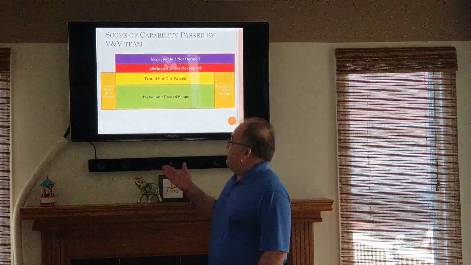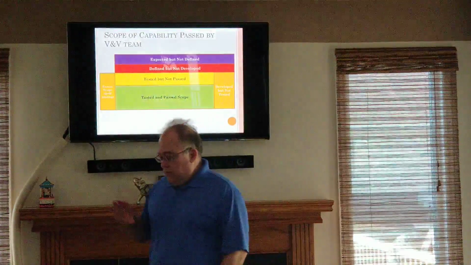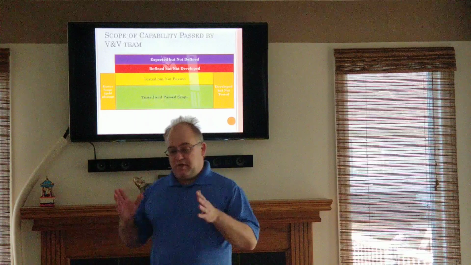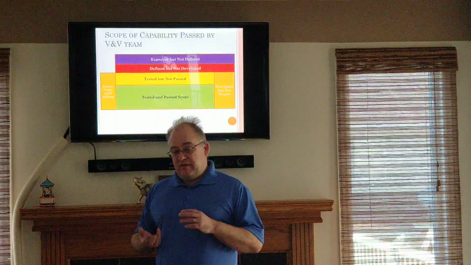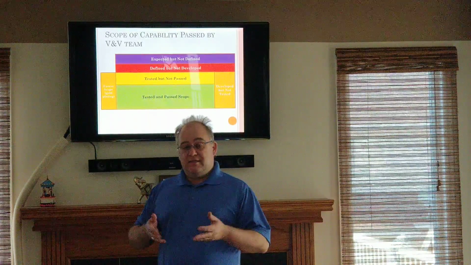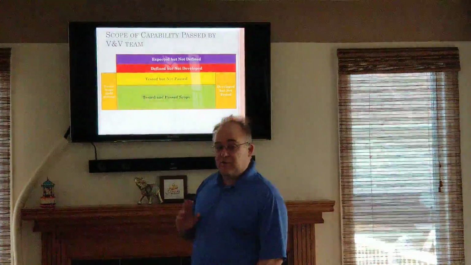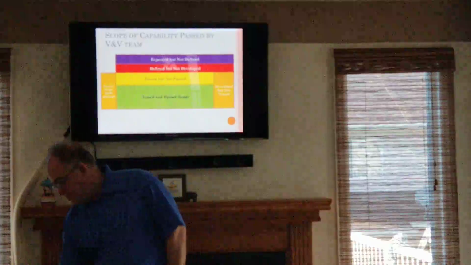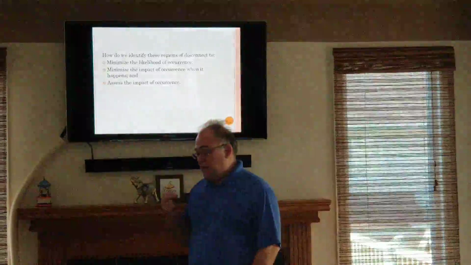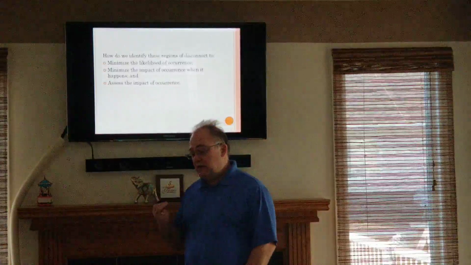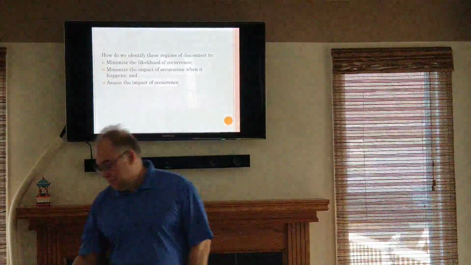From the test, we obviously then have a set that is tested and passed, and we'll have a set that is tested and not passed. So from the original scope we had, from the customer's expectations, through the contractual technical scope, through to the actual implemented and developed scope, through to the tested scope, and then the tested and passed scope, we have these various areas of potential discrepancy. And what we want to do is determine how do we identify those regions of disconnect, how do we minimize the likelihood of their occurrence, how do we minimize the impact of their occurrence when it happens, and also assess the impact of that occurrence.